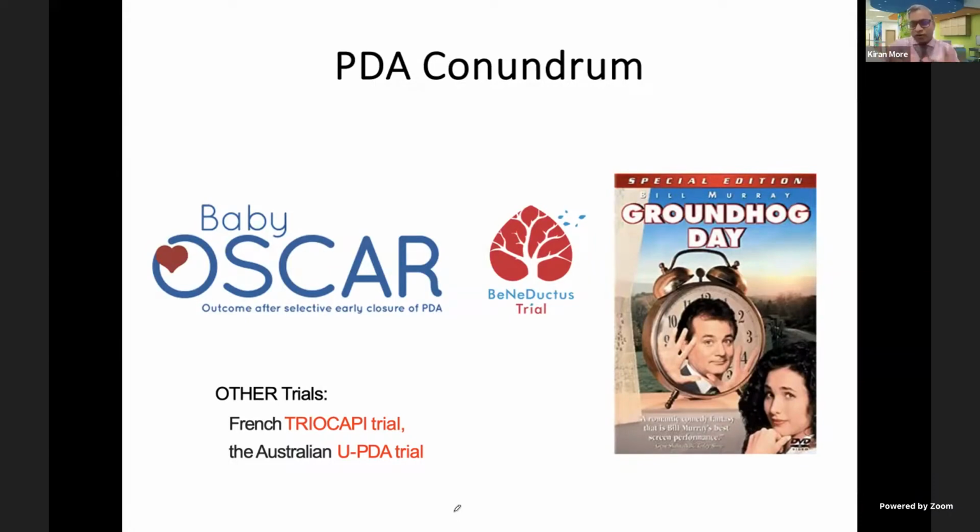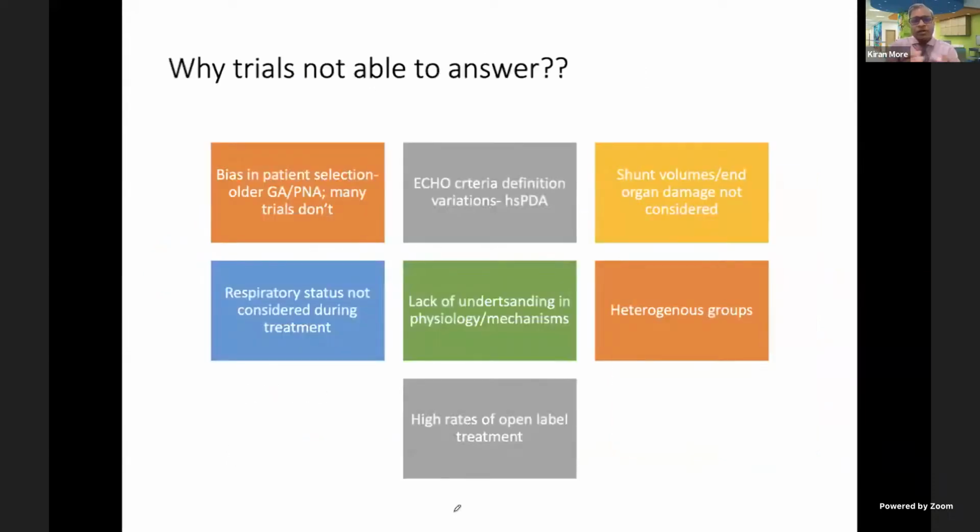And again, we will have a lot of this discussion in the panel at the end, and we'll see how different people are approaching the PDA. But there is a reason why these trials are not able to answer. If you look at all the trials, there are a lot of intrinsic biases, which could be the reason why we are not able to get the answers.